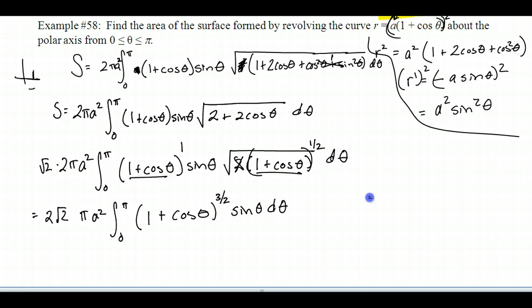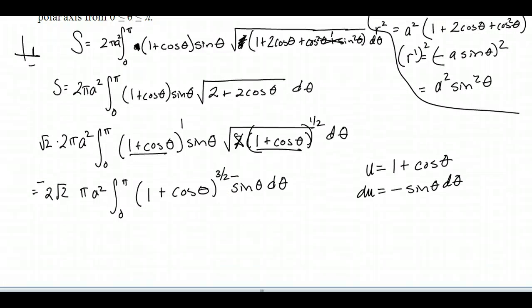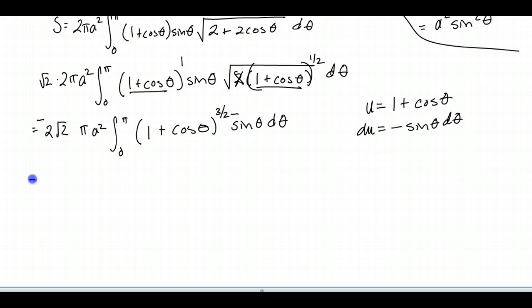Well, this is obviously very convenient because our u value can be 1 plus cosine of theta. The derivative of 1 is 0. The derivative of cosine is negative sine theta differential theta. Perfect. Put a negative there, put a negative there. And now the end is in sight.